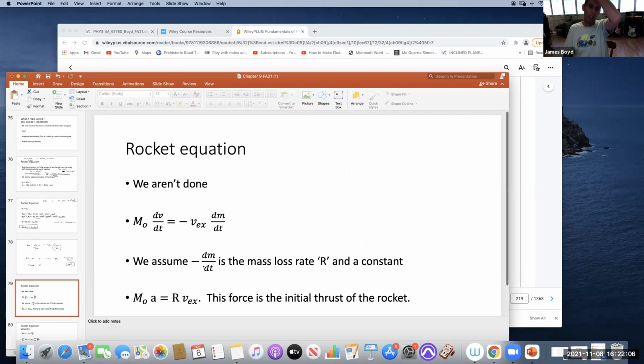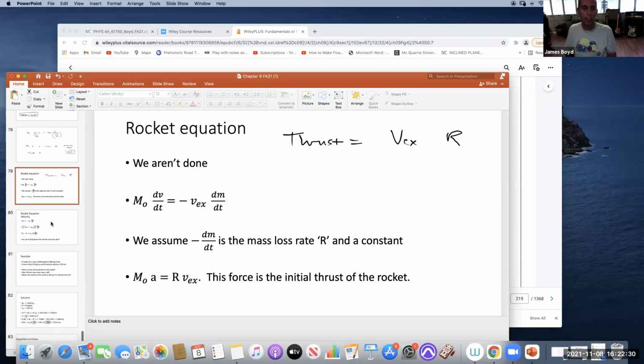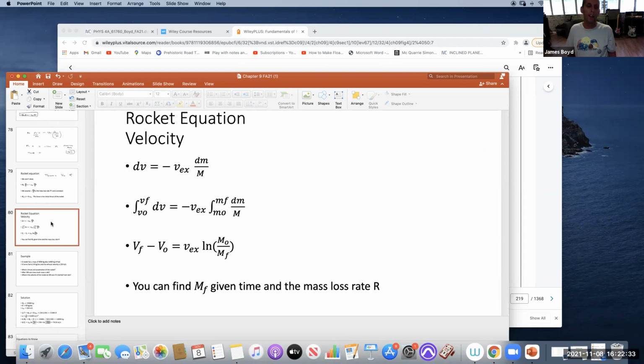So the mass loss rate, R, is a constant. Assuming it's negative dm dt, we get this equation. So we get thrust is equal to v exhaust times R, where R is the mass loss rate. That's really cool. Initial thrust of a rocket is simply a number times a number that can be easily found. The harder part is how do we find the velocity of the rocket at any time?